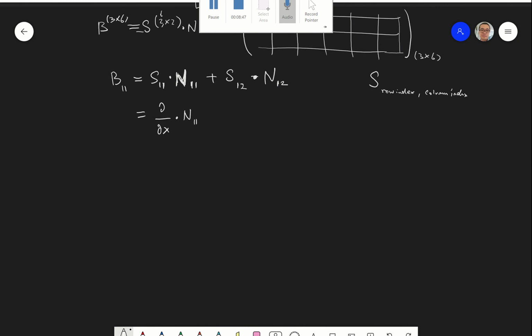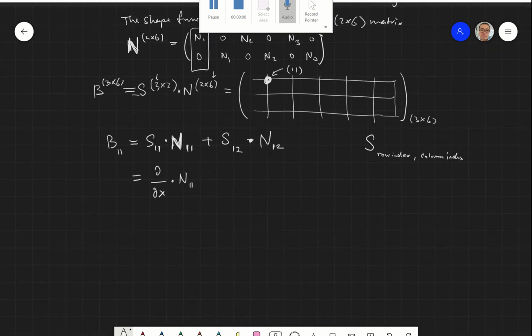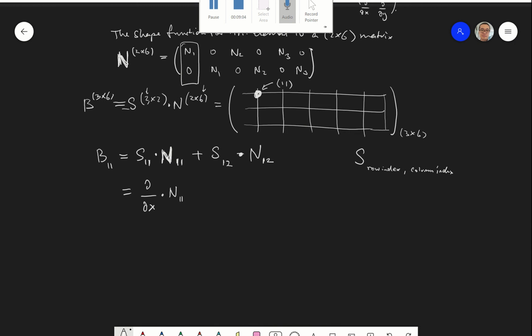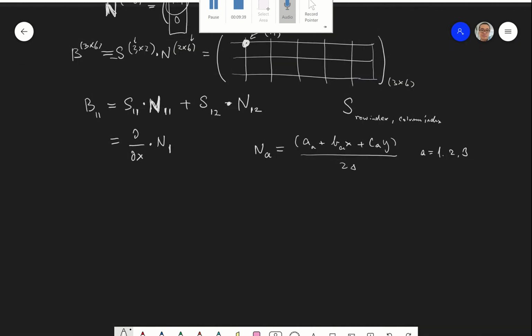And what's this N11? If we go back to the derivation we had a couple of slides ago, we have this N, and N11 is basically N1. And N1 is what? We had previously the definition where N_A equals a_A plus b_A x plus c_A y over 2 delta, where A equals 1, 2, or 3. Now, we want N1, so when A equals 1, we have a_A equal to what?